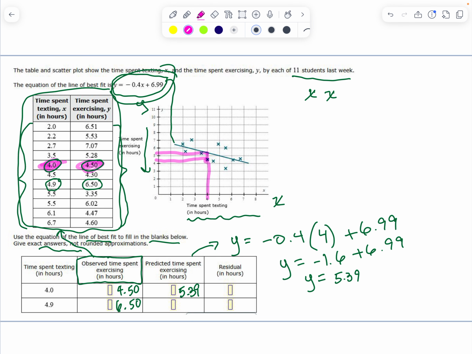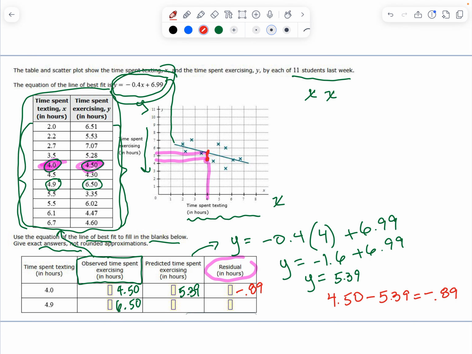What they're looking for when they say the residual is the difference. We're looking for the difference between what we predict right here and what actually happened right there. So we're going to subtract the two. We'll take 4.50, which is what we observed, and subtract out what the trend line thinks should have happened. The trend line thinks they should have exercised a little more. The difference is negative 0.89, so a little less than an hour.